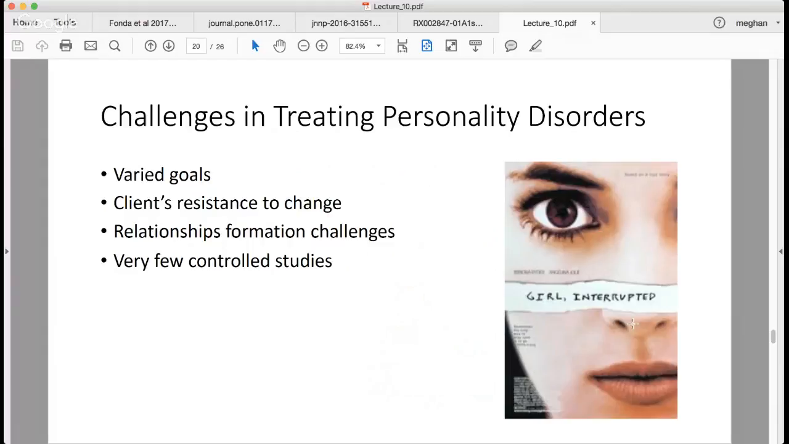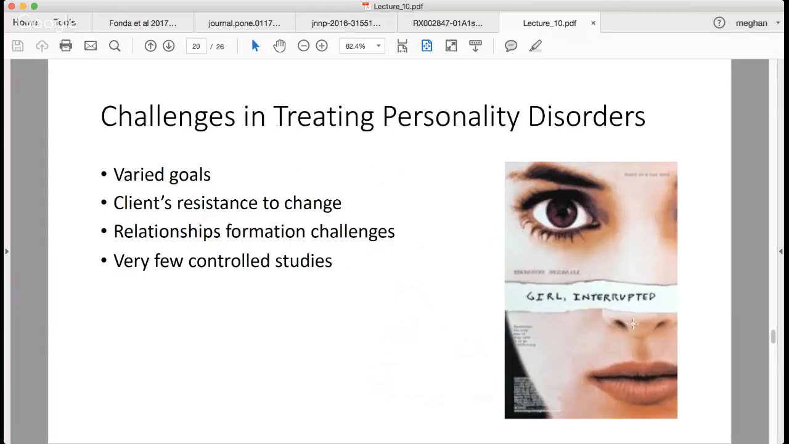So in general, personality disorders are difficult to treat. They represent relatively enduring, pervasive, and inflexible patterns of behavior. This might be due to varied goals, a client's resistance to change, having relationship formation challenges, and really there's just not been a lot of studies done on treating personality disorders outside of borderline personality disorder.